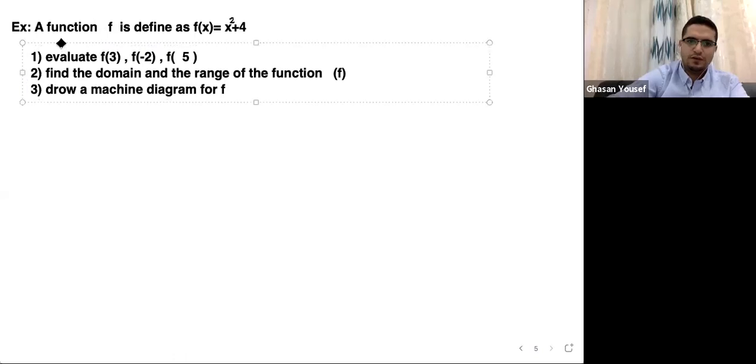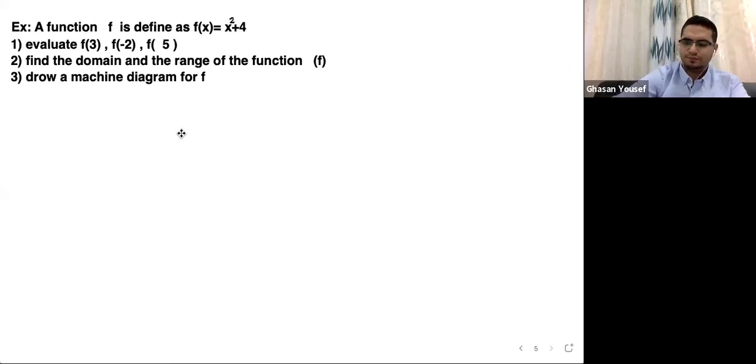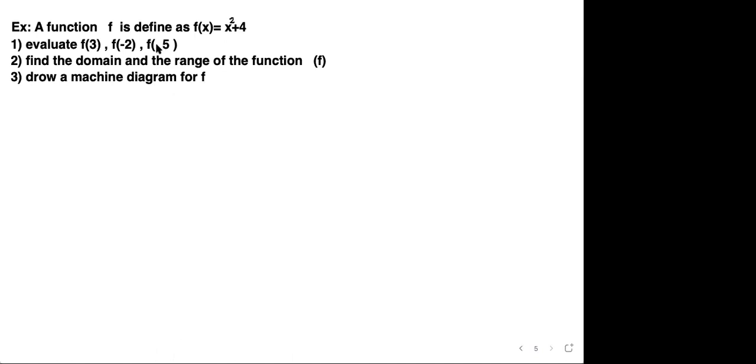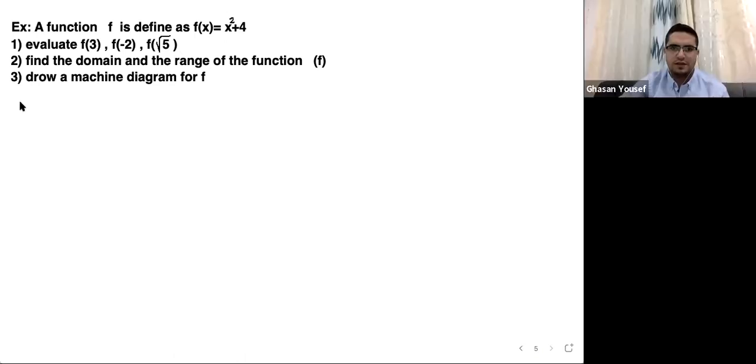Okay, who will do the first one? Evaluate f of 3. So you substitute the 3 inside the x. Exactly, we substitute the 3 inside the function f of x. So number one, here f of 3, we plug the 3 inside this function. What do I get now?